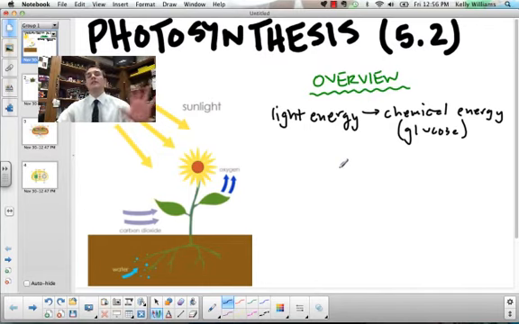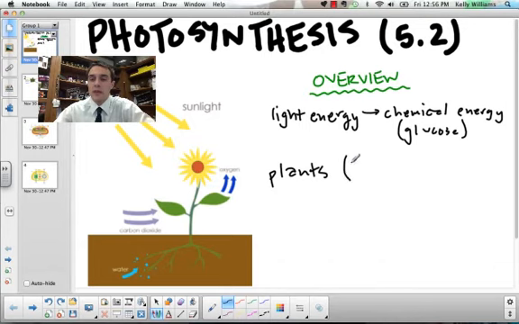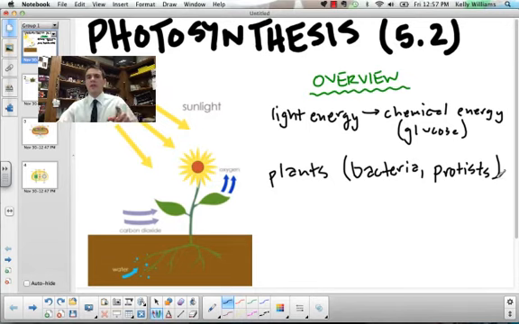But photosynthesis is indeed the harnessing of light energy from the sun and the transferring of it into chemical energy. Who does it? Well, most notably plants. Plants are all about taking light energy and turning it into chemical energy. But certain types of bacteria and certain types of protists also carry out this process. So plants aren't the only ones. And remember, if you are a self-feeder, you are known as autotrophic.